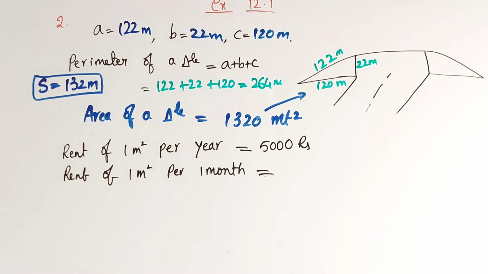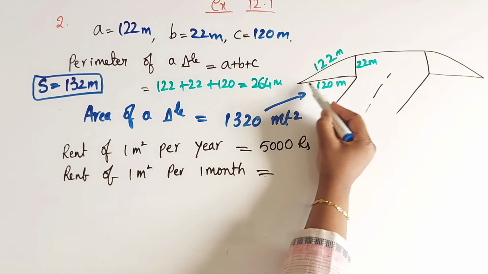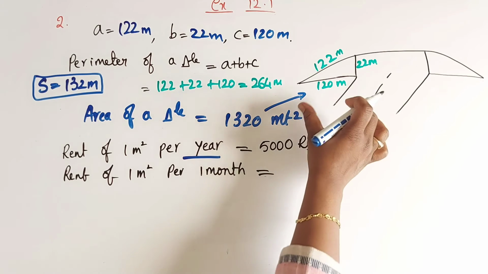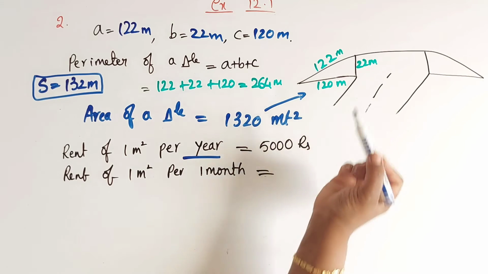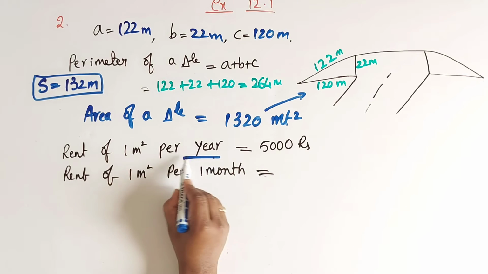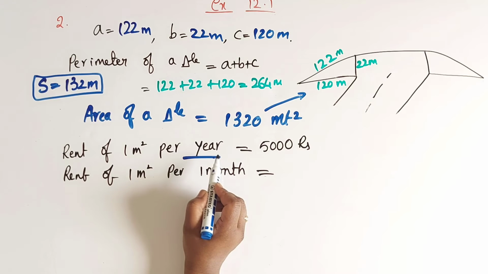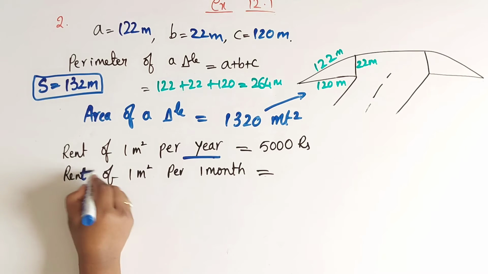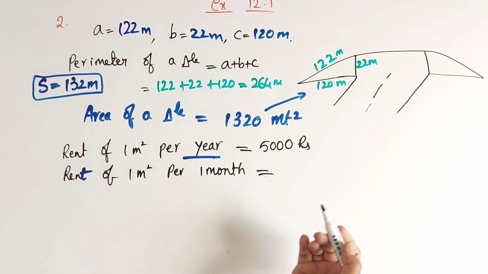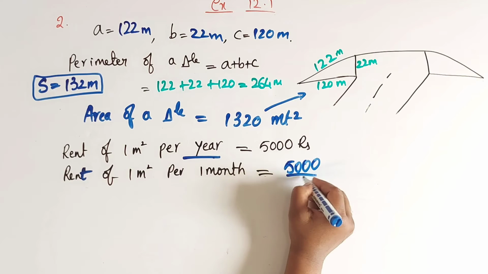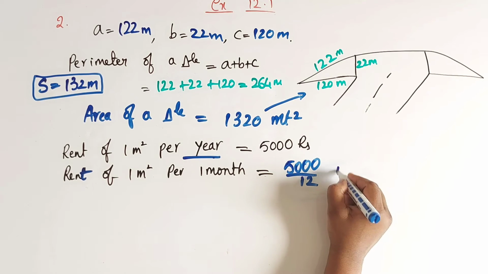Now 1320 meters square is the area of this triangle, children. In the same question they are saying, what is the rental charges for this wall? For 1 meter square it is 5000 rupees for 1 year period. But they are asking for months. So rent of 1 meter square per 1 month, children. We know that there are 12 months in a year. So 1 month rent equals 5000 divided by 12 rupees.